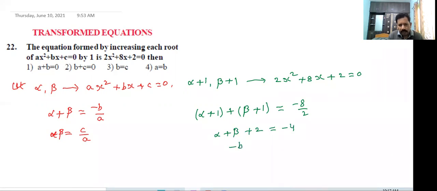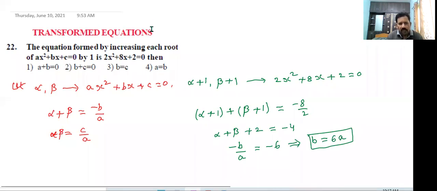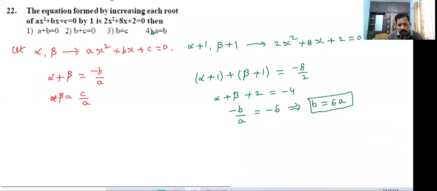What is the alpha plus beta value? Minus b by a. Plus 2 sent to the right hand side, we get minus 6. In this relation, we get b is equal to 6a. See the options, there is no such option. Now go to the product of the roots.